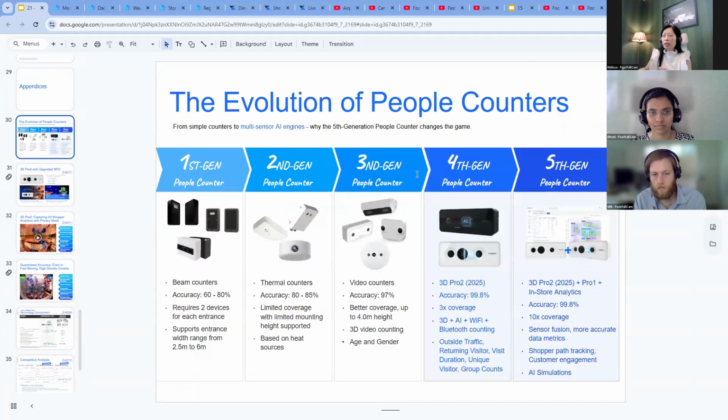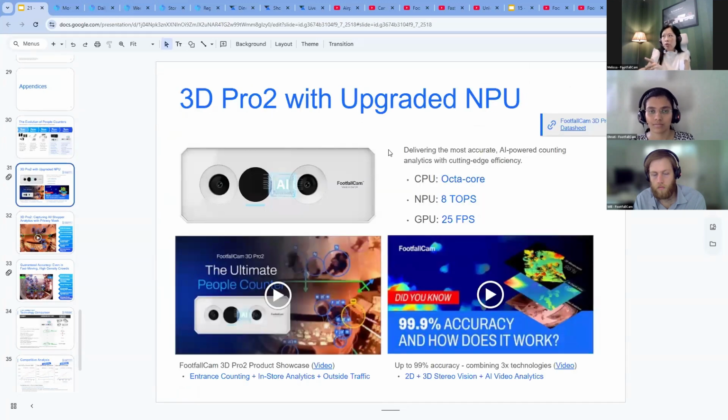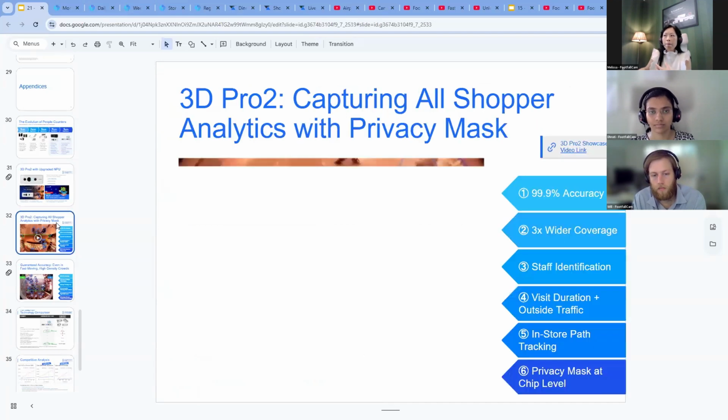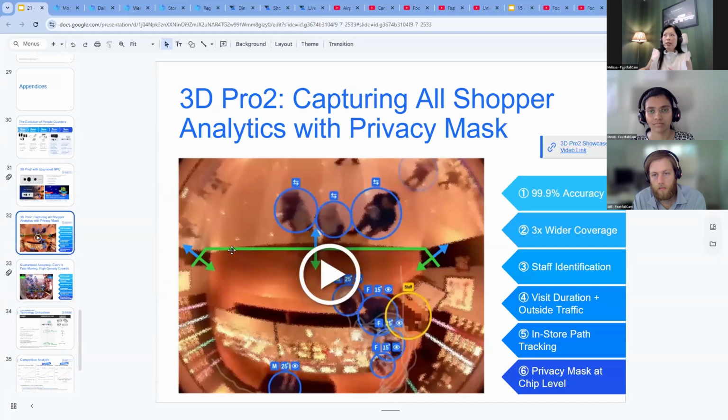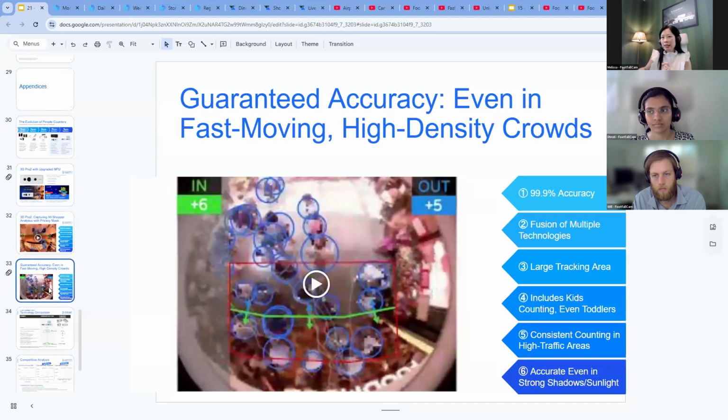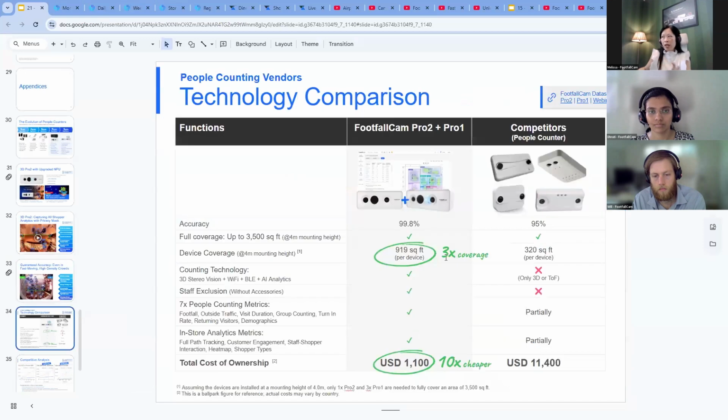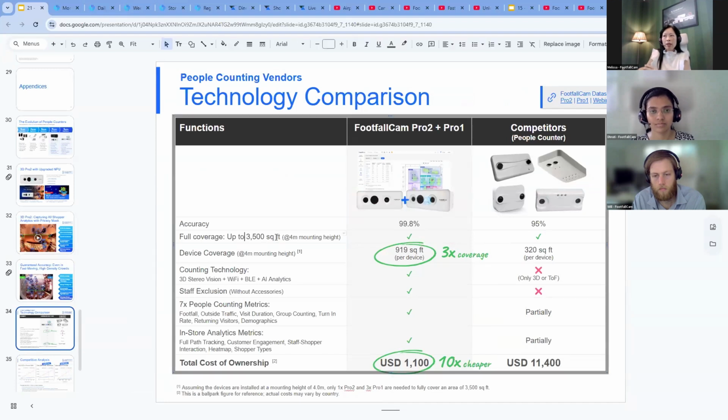Now we talk about the 4th and 5th generation. As I mentioned about the 3D Pro 2 with the upgraded NPU, we can now analyze all the shopper analytics with the privacy mask and analyze multiple devices to give you the widest coverage possible, even in fast moving high density crowds. We have 3 times the coverage, and we are even 10 times cheaper than our competitor for a very big coverage of the full store.